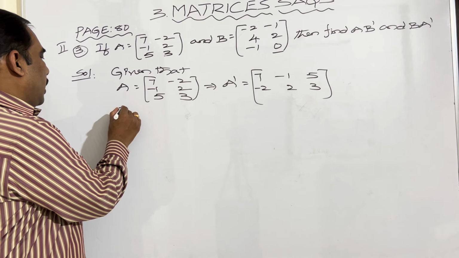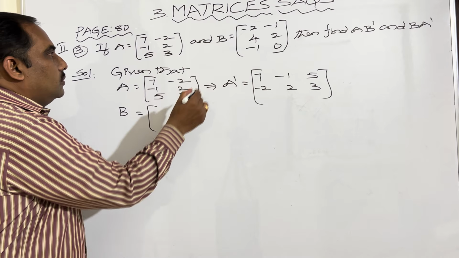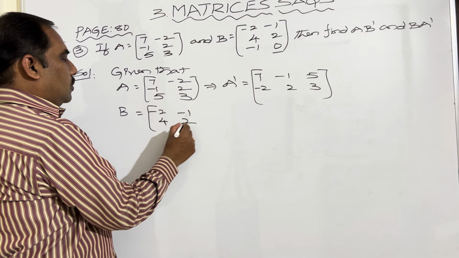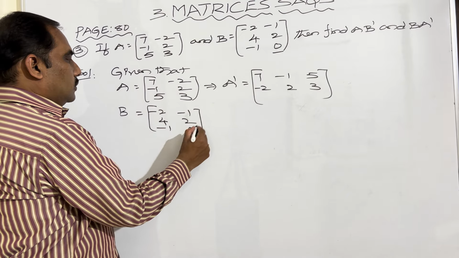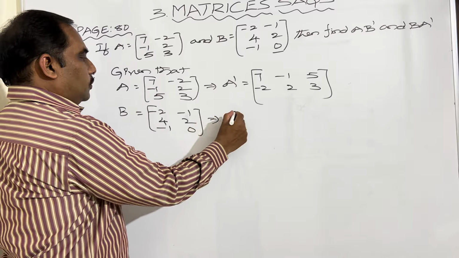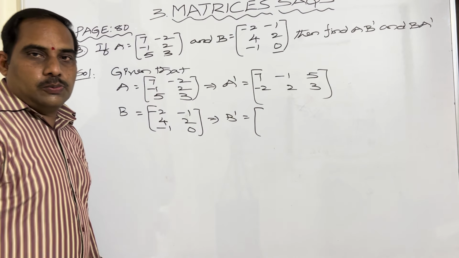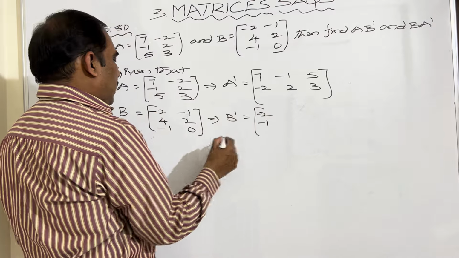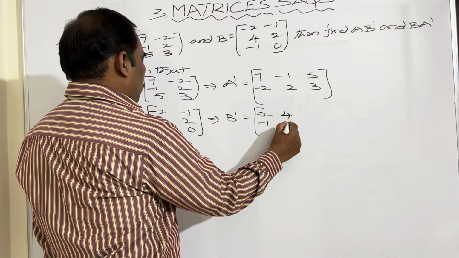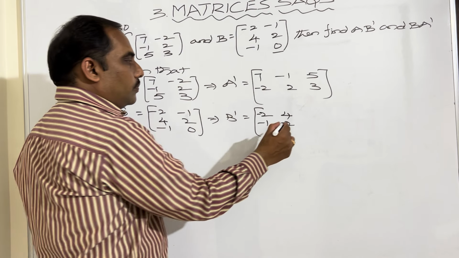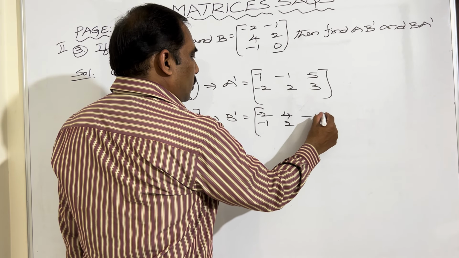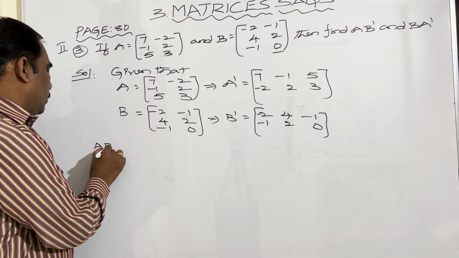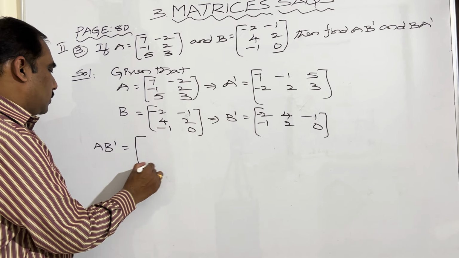Again we have matrix B equal to minus 2, minus 1, 4, 2, minus 1, 0. Again finding the transpose of B: B transpose is equal to first row written into the first column, minus 2, minus 1, and here 4, 2, second row written into the second column, and minus 1, 0.